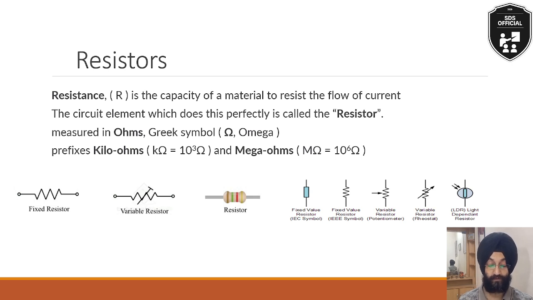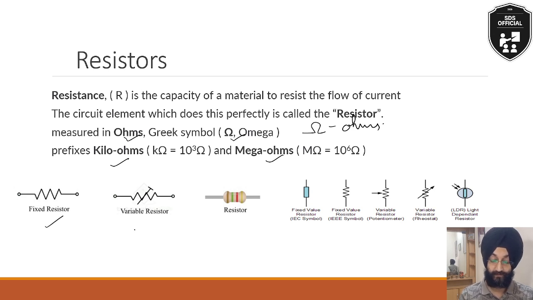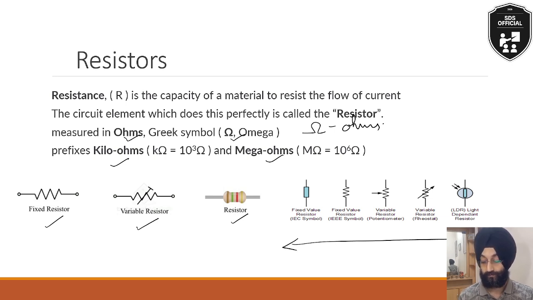So now this is the formal definition of resistor. It is the capacity of a material to resist the flow of current. So the units are ohms, the symbol is omega or ohm, and the prefixes can be kiloohms or megohms or simply ohms. These are the symbols of fixed resistors, variable resistor. Practically, if you find resistor, it will be in this form, and these are other types of resistors.